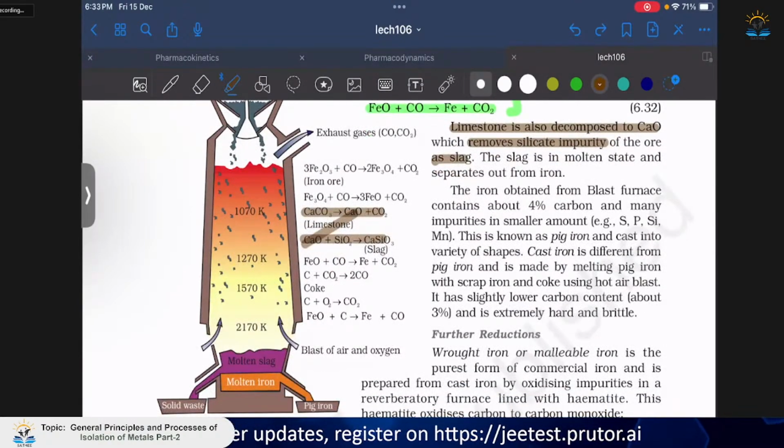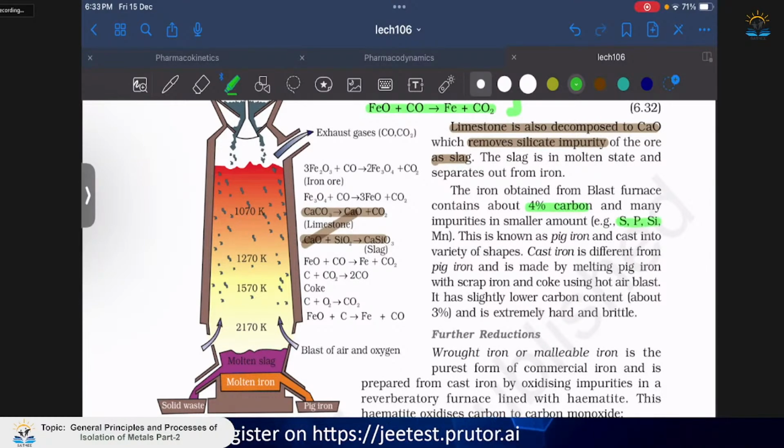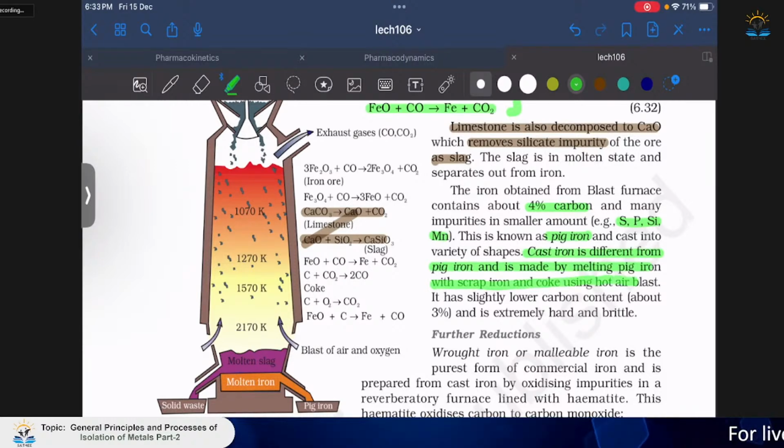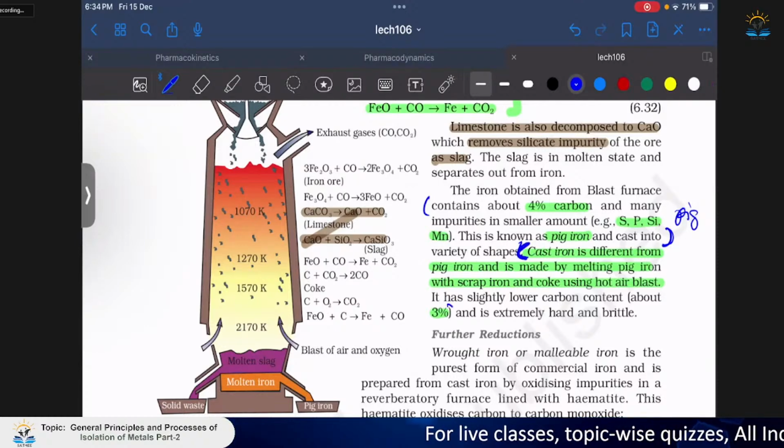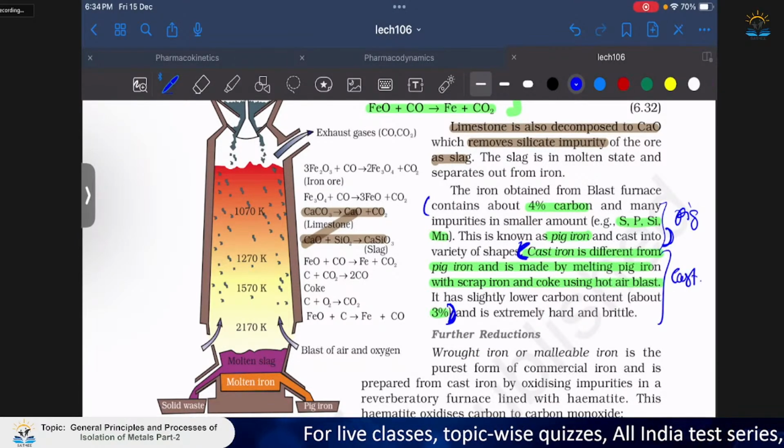Now, iron obtained from blast furnace has 4% of carbon and some impurities: S, P, Si, Mn. So it is known as pig iron. Then cast iron. What is cast iron? Cast iron is different from pig iron. It is made by melting pig iron with scrap iron and coke. Okay. It has lower carbon, 3% carbon. So yeah, we have discussed two kinds of iron, pig and cast.